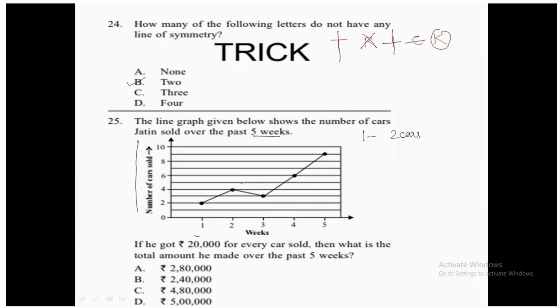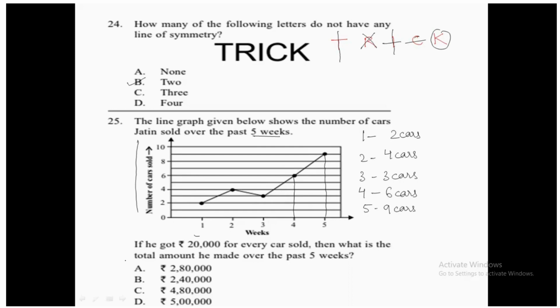Now in the second week he sold 4 cars. Moving towards the third week, we can see that he sold 3 cars. Moving towards the fourth week, we can clearly see that he sold 6 cars. Moving towards the fifth week, we can see that he sold 9 cars.